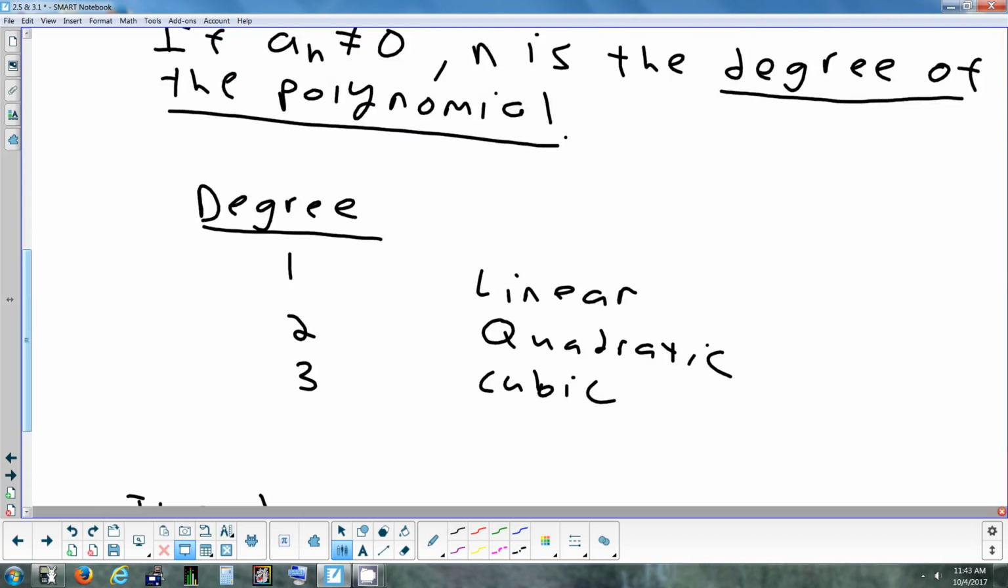Some degrees have special names. Okay, like a degree 1 is linear, because if you draw it, it's a line. Degree 2, that's a quadratic. Degree 3 is a cubic. Degree 4 would be a quartic. But much beyond that, we just say we have a polynomial of degree 12. Okay, there's no special names.